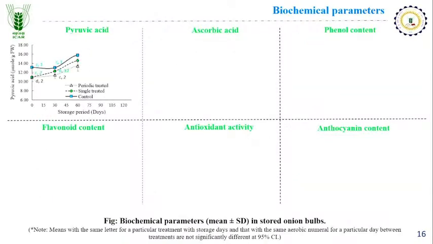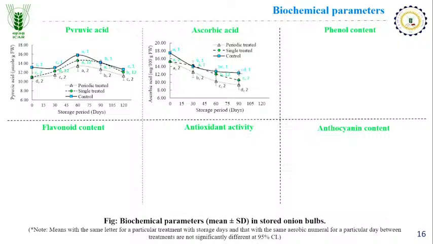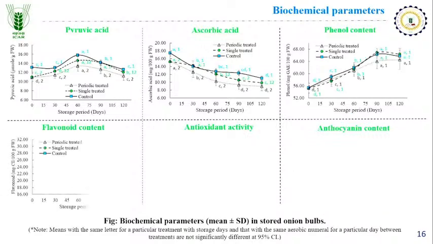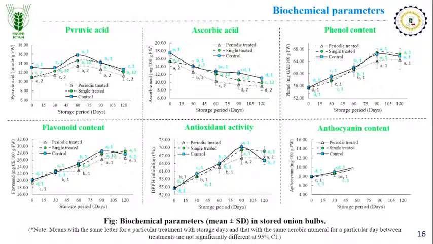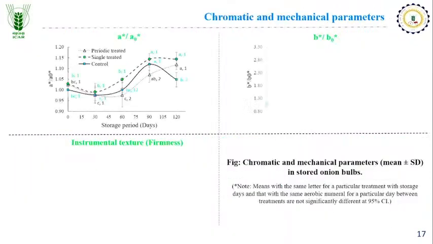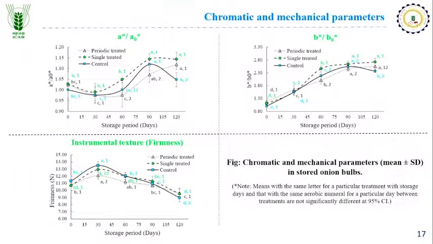Then we also studied biochemical parameters like pyruvic acid and ascorbic acid. It was reduced during storage, but phenol and ionic acid increased initially, then decreased. Then we also studied chromatography.